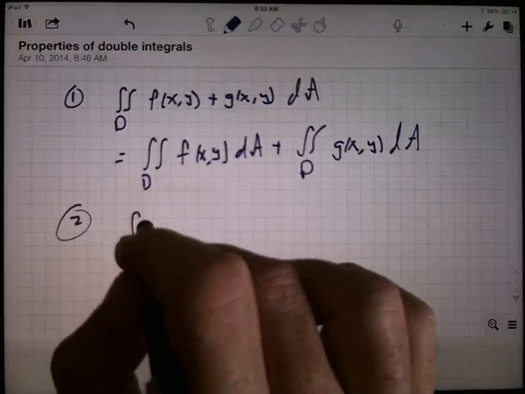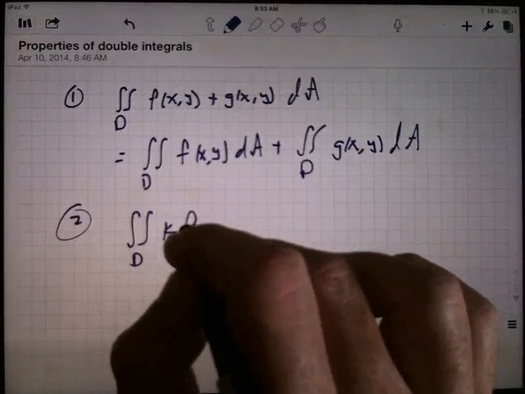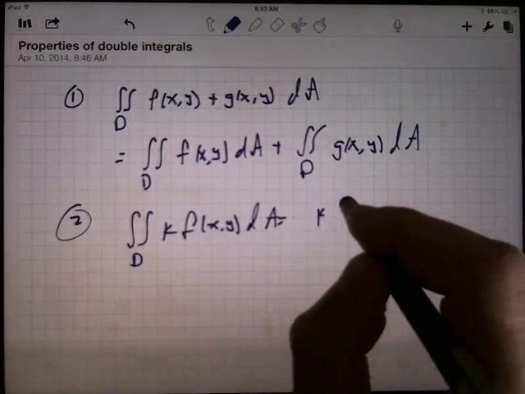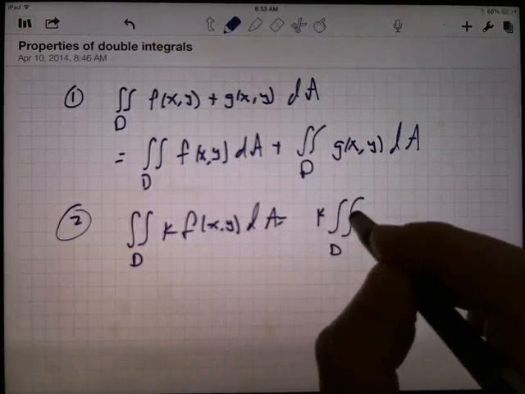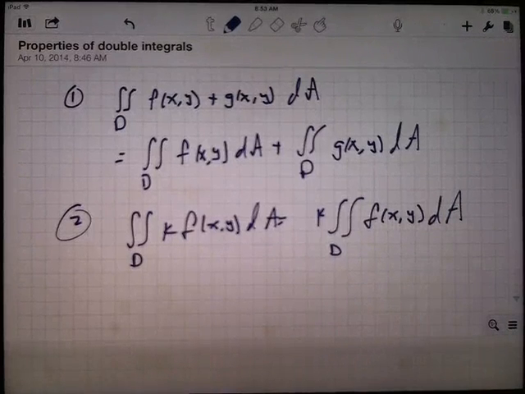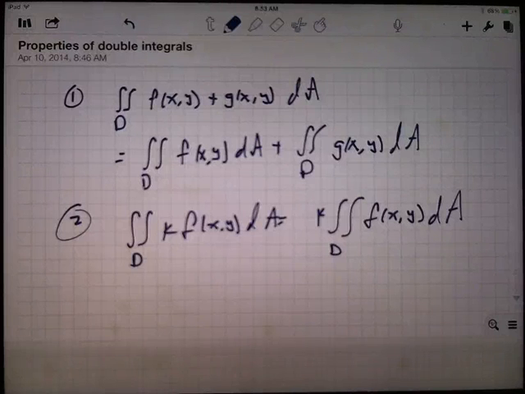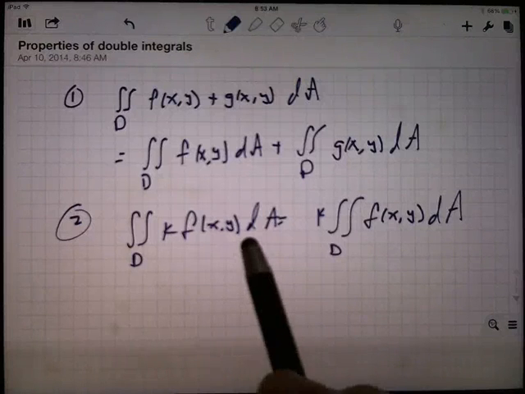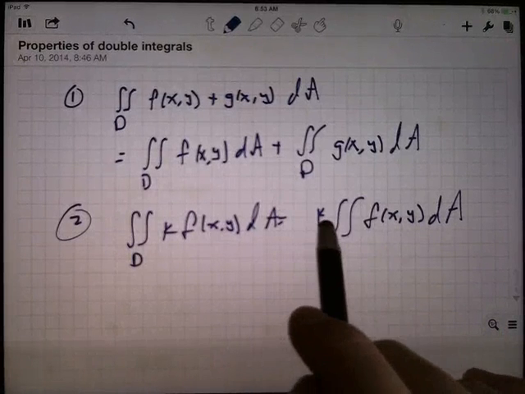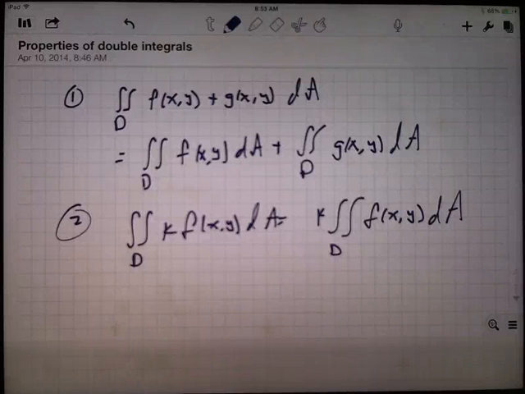Second, if you take the double integral of a constant times a function, that's the same thing as the constant times the integral of the function. These two properties together, those of you who've taken some linear algebra may be used to these things, that you've got something that essentially distributes over addition and commutes with scalar multiplication. You're talking about a linear operator, right?